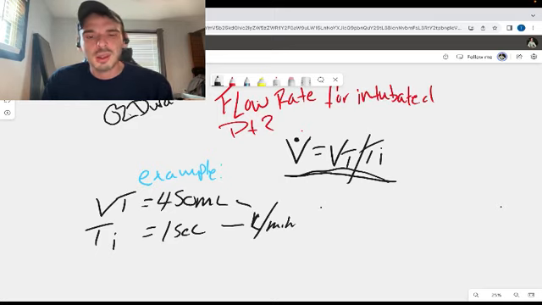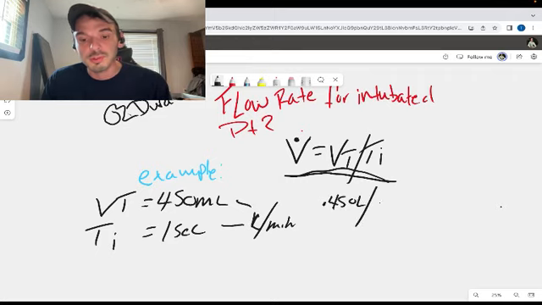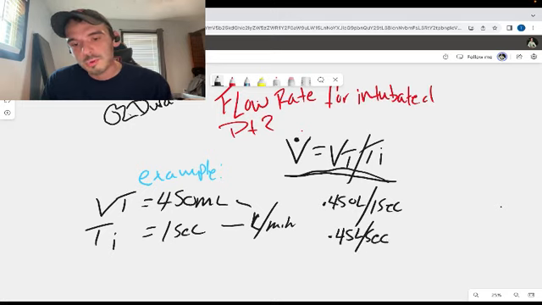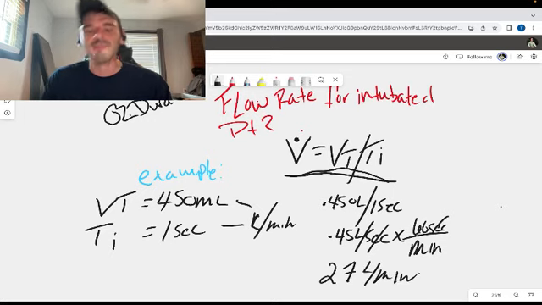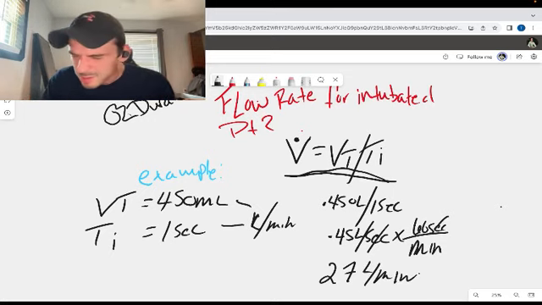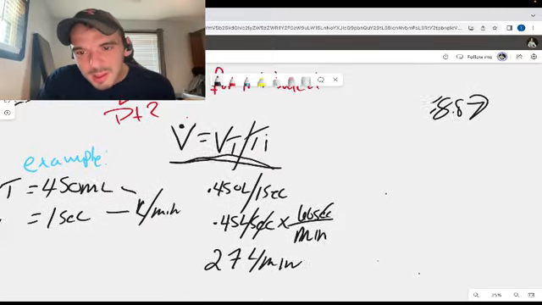So we can turn our mLs into liters pretty quickly with 0.45 liters with that decimal, and then we have 1 second. That gives us liters per second. Cool. Now, how do we ascertain our minutes? Easy. 60 seconds in a minute. We seconds cross out. That leaves us with 27 liters per minute. You would say, everybody, it's time to clock out and check out. We are done. Well, not quite, everybody.